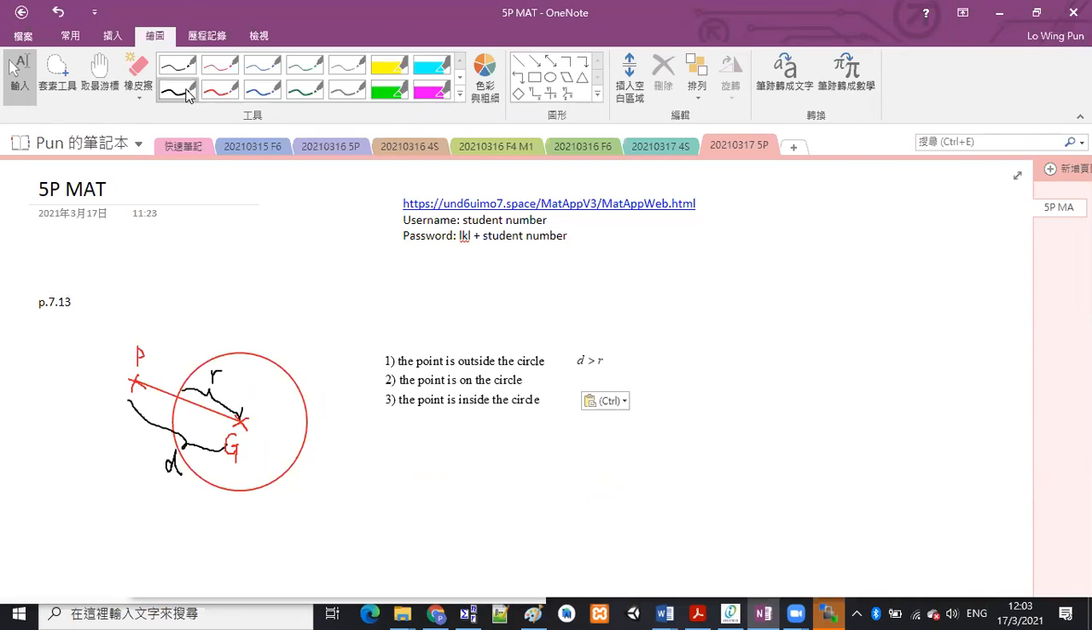How about case 2? Case 2, if the point is on the circle, point P is on the circle, then the distance between the point and the center will be like this.